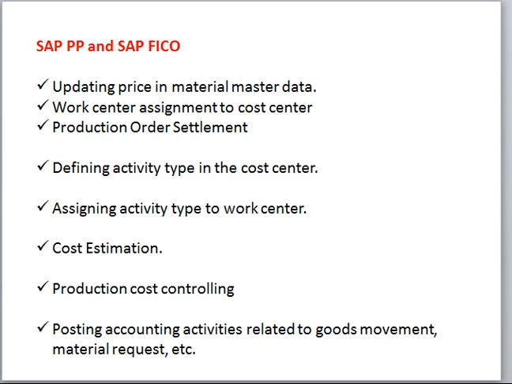Now let's look at the FI CO perspective. Here I have specified some of the areas of SAP FI CO to PP module integration. Let's look at that. Updating price in material master. In this case, SAP FI CO to PP integration happens. Work center assignment to cost center and production order settlement. Defining activity type in the cost center, assigning activity type to work center, cost estimation, production cost controlling. Posting accounting activities related to goods movement and material request. In these cases, SAP PP to FI CO integration happens.